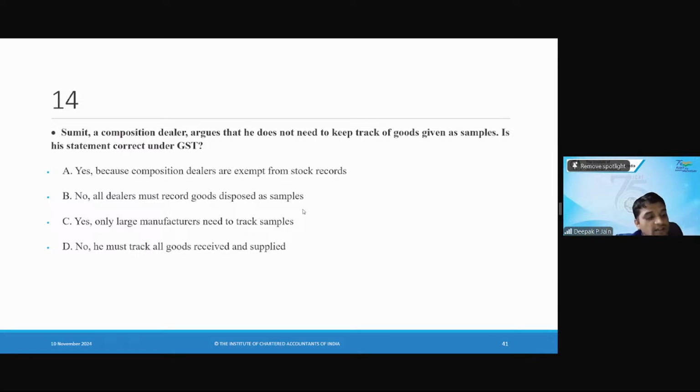Whatever we have said, that stock records have to be maintained fully, movement of all the stock. So all dealers must record the goods disposed even on the samples, because that also is the quantitative details, right? Quantitative details of all the stocks has to be maintained. Okay. So his statement that he did not keep record of goods given as samples is incorrect. The reason is because all dealers must keep records of the goods disposed as samples.